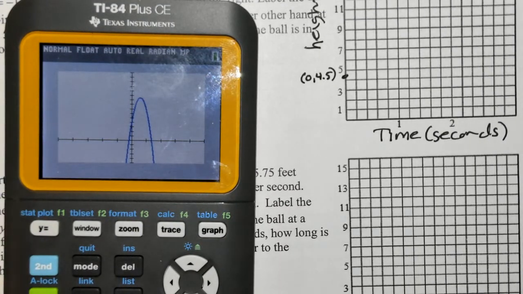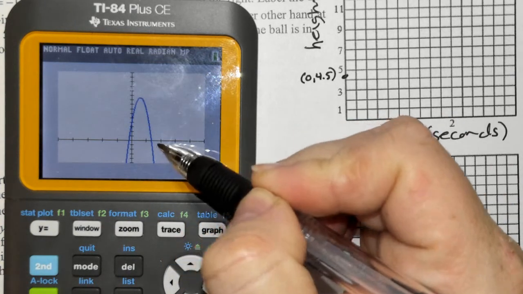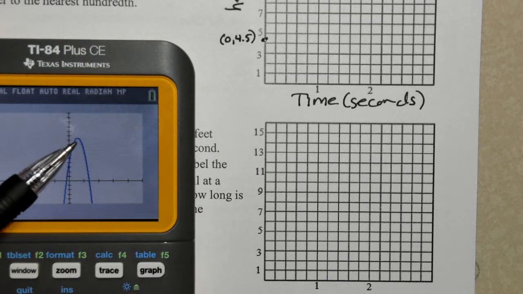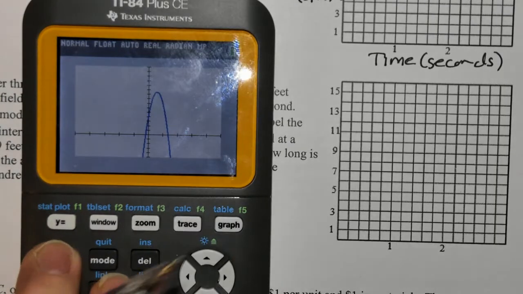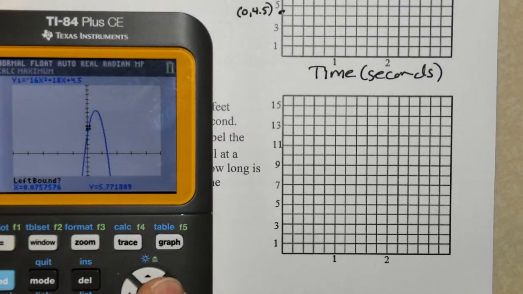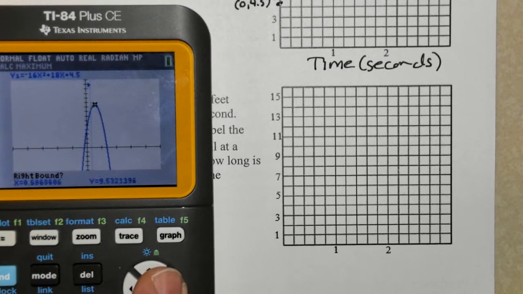Remember, this is the pathway of a ball when a juggler tosses the ball in the air. So it releases from her hand 4.5 feet above the ground. One of the things we were asked to do is to identify the vertex on the graph. The vertex can be seen here. It is a maximum. Please touch on your calculator second trace and go to maximum. Left of the highest point, enter. Right of the highest point, enter, and back to the highest point.